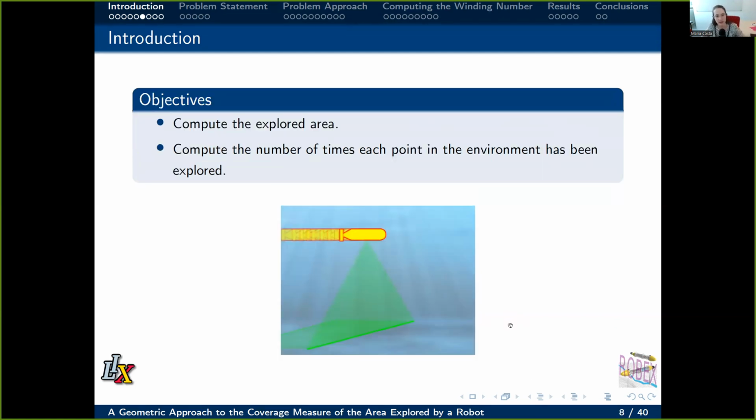Our objective in this work is to estimate the explored area and also to estimate what we call the coverage measure of all the points in the plane. The coverage measure is how many times a point in the plane was sensed by the robot during exploration. And we want to do this using only the information that comes from the proprioceptive sensors.